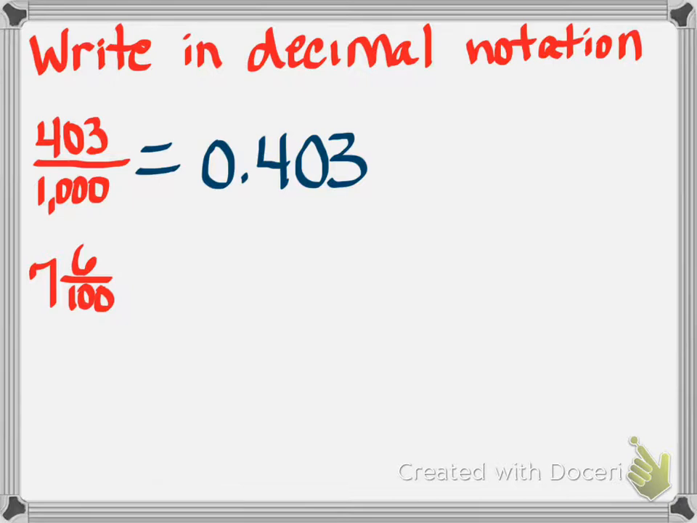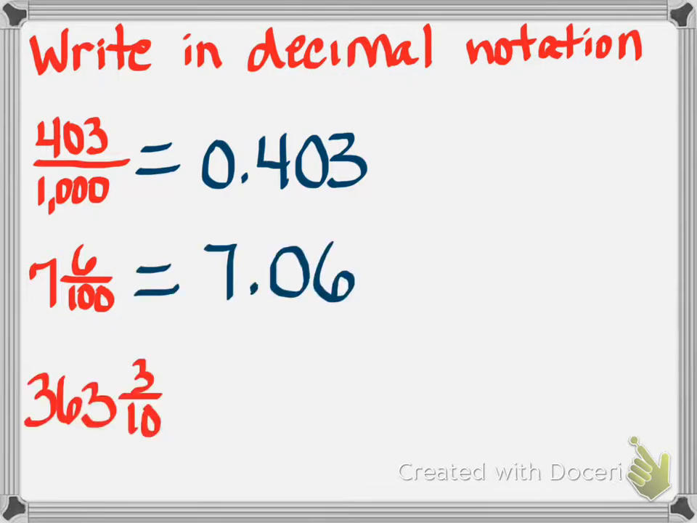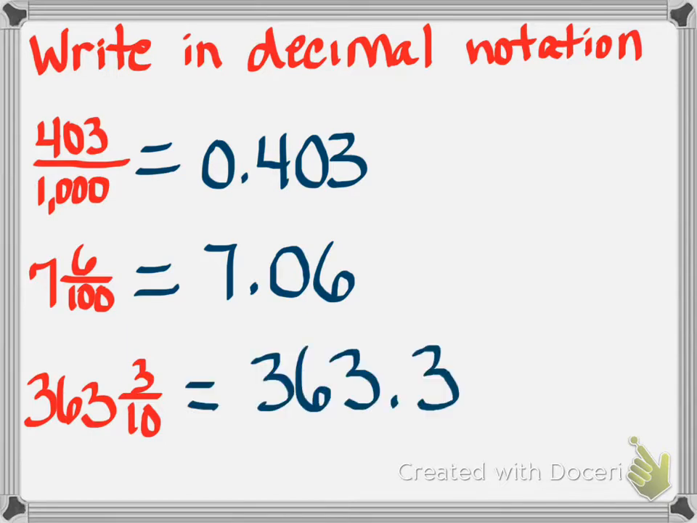Let's take a look at the mixed number that we have. How would we write that? Don't forget that whole number. So we would write 7.06, so that equals 7 and 6/100ths. Okay, and the next one we have 363 and 3/10ths. How would we write this one? 363.3 is the same as 363 and 3/10ths.